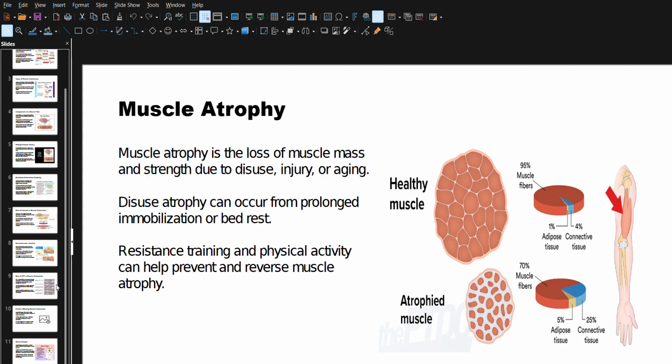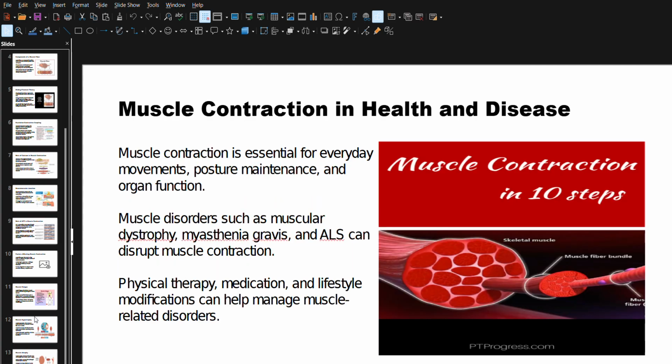Next, we are going to see muscle contraction, health and disease. Muscle contraction is essential for everyday movements, posture maintenance and organ function. Muscle disorders such as muscular dystrophy and myasthenia gravis, which I told you about, and others can disrupt muscle contraction. Physical therapy, medication and lifestyle modifications can help manage these muscle related disorders.